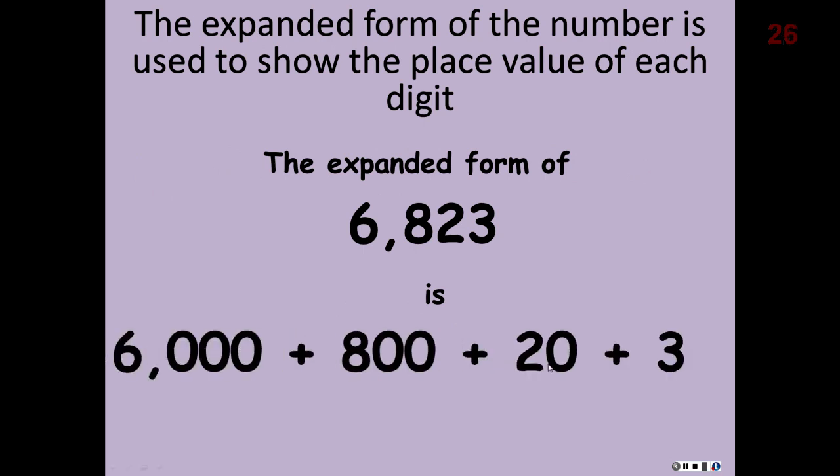Now remember, expanded form, you write down the value of each digit as a sum. And a sum means that you're adding the numbers. You're adding the values. So you want to remember this form. Expanded form is the beginning of powers and writing in scientific notation. So I want you to understand the basics of expanded form, and then we will build upon that when we do scientific notation. Okay? But this is the very beginning of it.